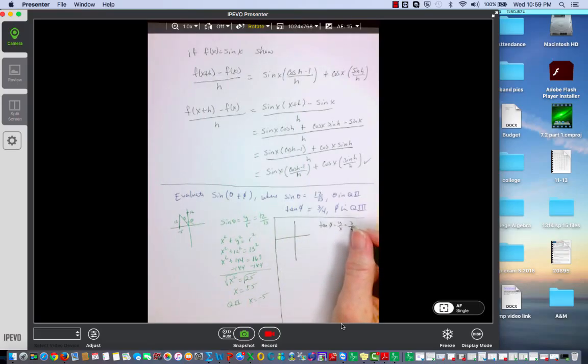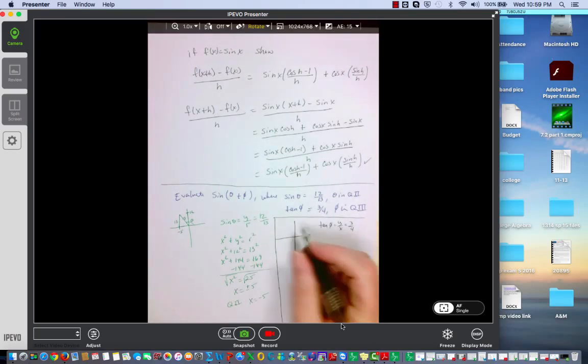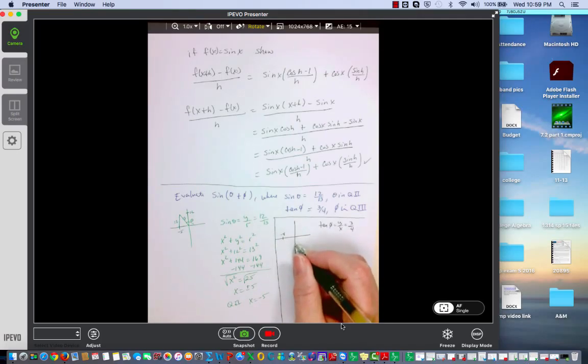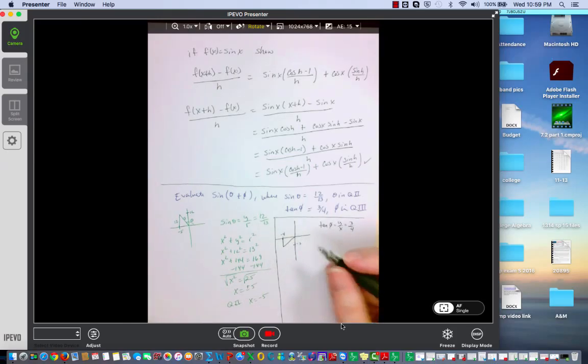So our y value is 3 and our x value is 4, but we know we're in quadrant 3, so they're both negative. The x value will be over here at negative 4, and the y value will be down here at negative 3. So what we're trying to figure out then is, what is our radius?